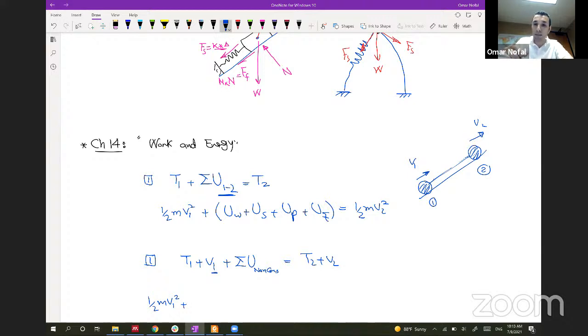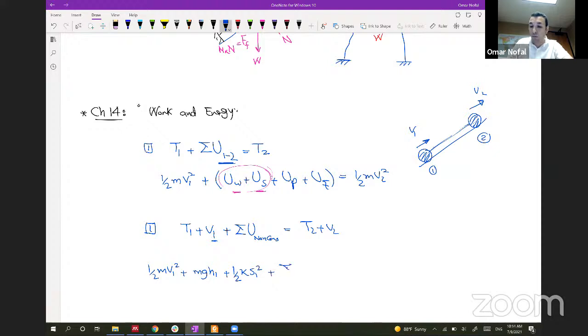So what we do is eliminate the weight and the spring from the work term and put them here as m g h1, which is the potential energy coming from the weight, plus half k s1 squared, the initial elongation in the spring, plus the sum of the work done by the non-conservative forces, like an external force P or F. So U non-conservative will be equal to half m V2 squared plus m g h2 plus half k s2 squared. So this is the second equation that we have, and we can use it. Both of these equations could be applied to any problem, so just pick the one that works best for you.